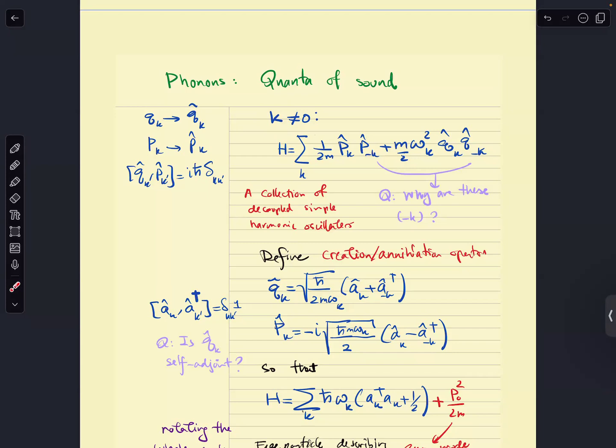Okay. Ignore the K equals 0 mode. I'm going to write down a Hamiltonian as a sum over K of 1 over 2m p_k p_minus k plus m over 2 omega_k squared q_k q_minus k. Now these are operators. This is nothing but a collection of decoupled simple harmonic oscillators.